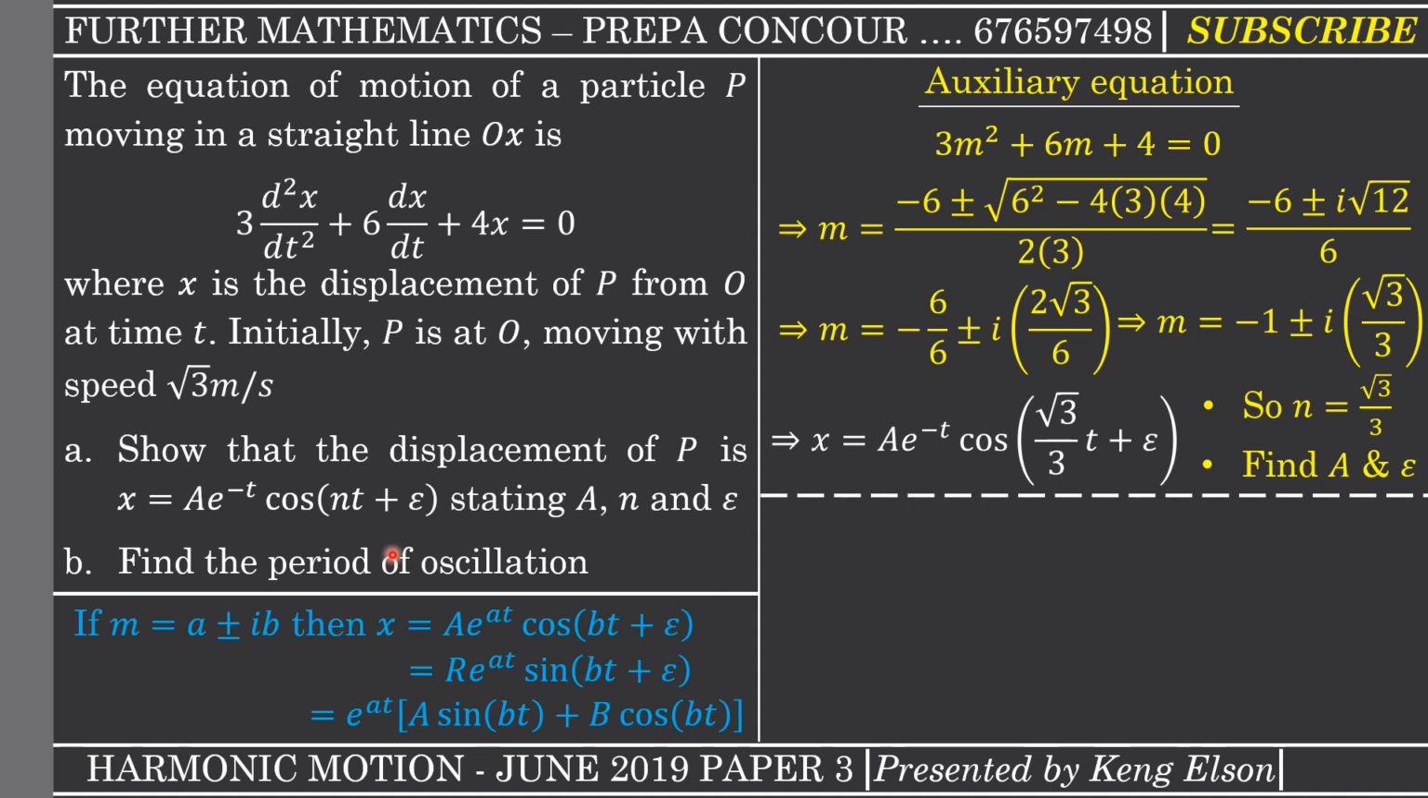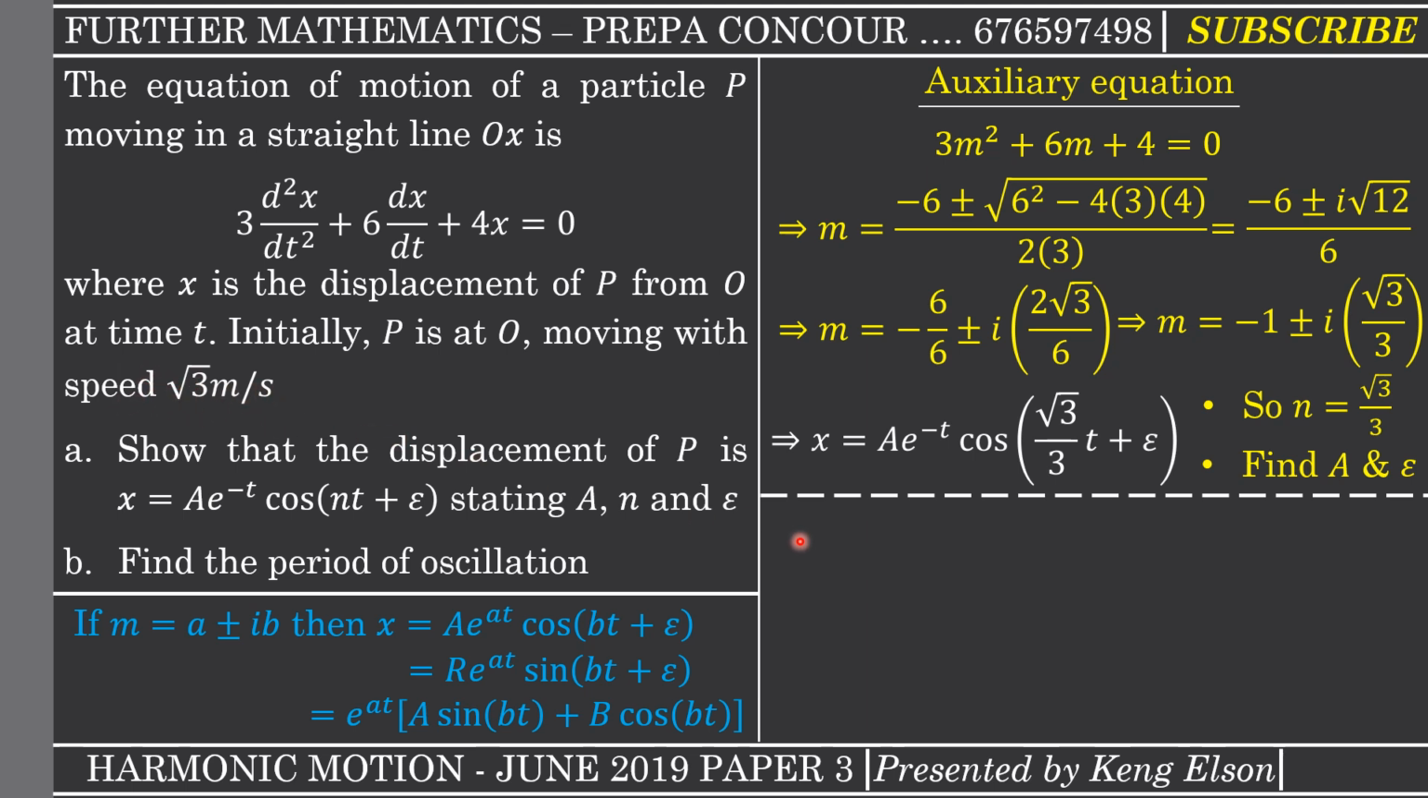So how do I find the value of A and the value of epsilon? I need to use my initial conditions. My initial condition says that initially the particle is at the origin and it is also moving with a speed of root 3 meters per second. So for me to apply this initial condition, I start by getting the velocity.